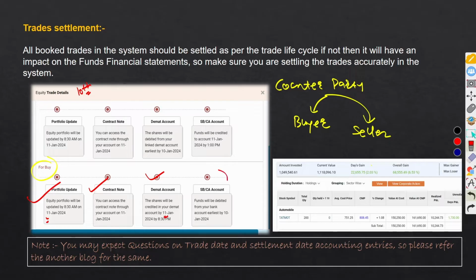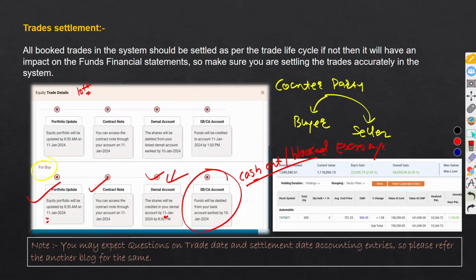will be credited. It means shares will be credited in my demat account on 11th of Jan. But because I'm a buyer, funds will be debited from my bank account earliest by 10. So my cash will go out first. Basically it will be blocked in the escrow account. The broker team will block it, of course. Then I'll receive securities in my demat account on 11th of Jan. That's why fund blocking is very important. Cash will go out first and then the security will be received later.